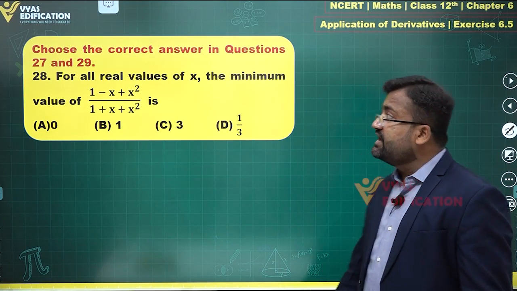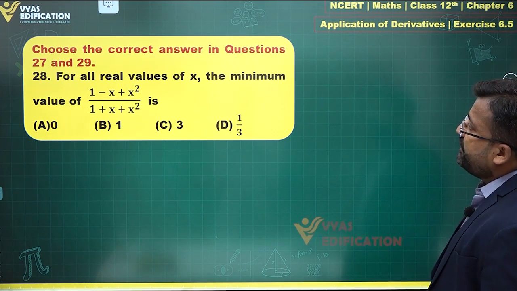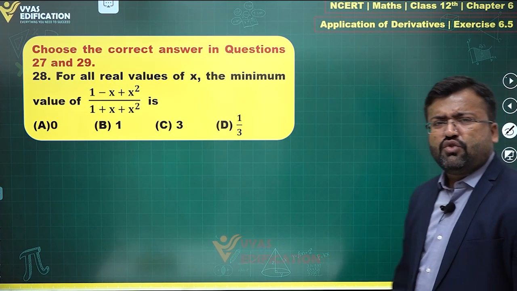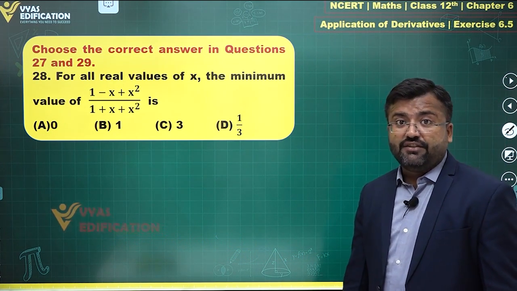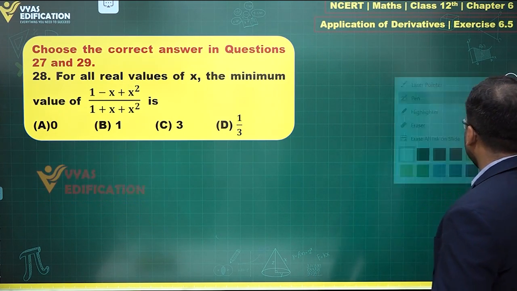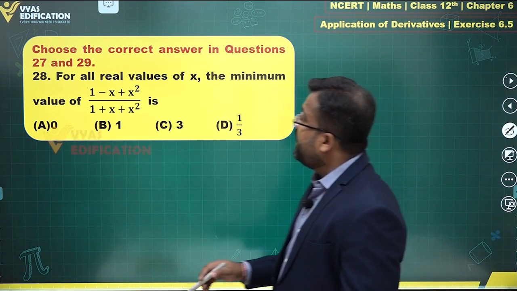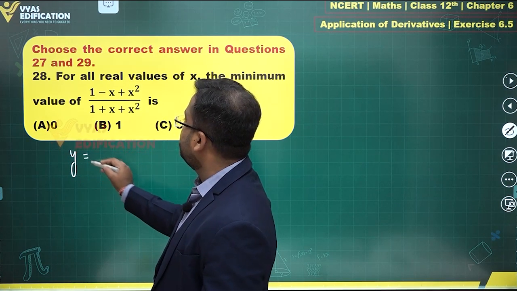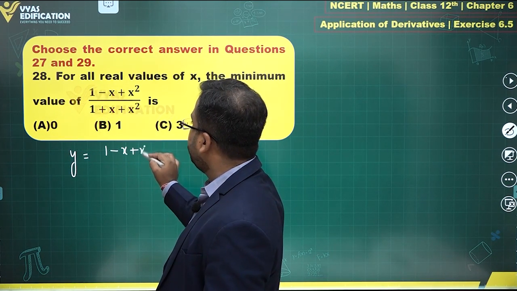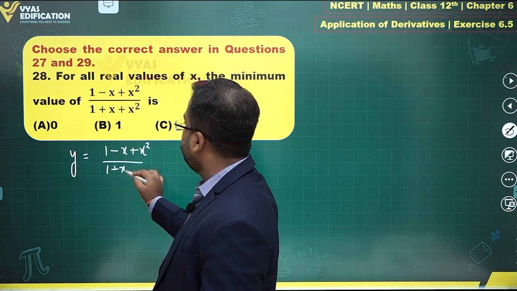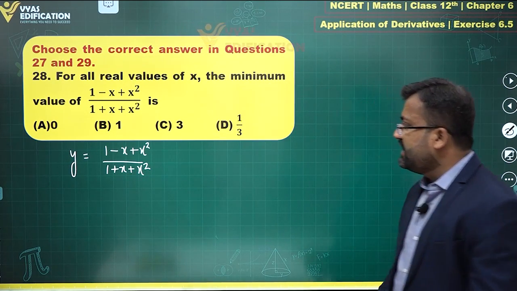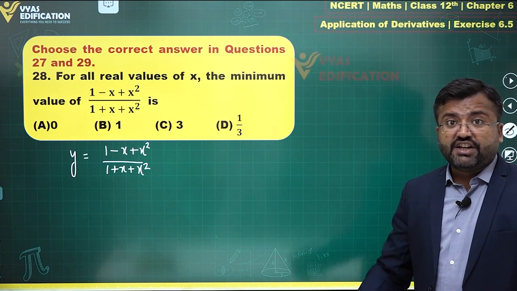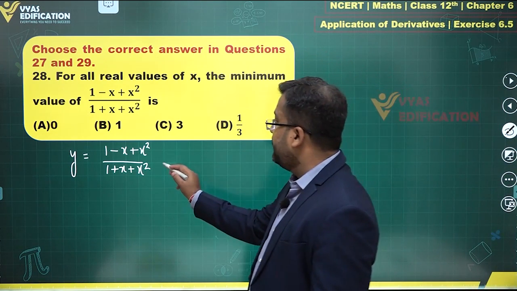The 28th question says, for all real values of x, the minimum value of this. Okay, this is a quadratic upon quadratic. We can handle this in multiple ways, but since we are dealing with application of derivatives, let's try to use application of derivatives. Let's call this y is equal to (1 minus x plus x square) over (1 plus x square). And what's the first thing that we want to do? We can differentiate this, right?